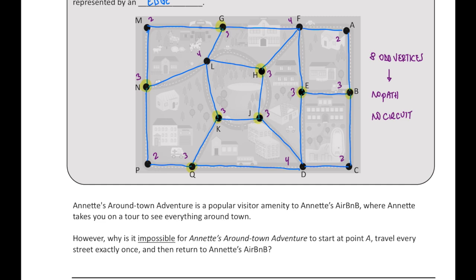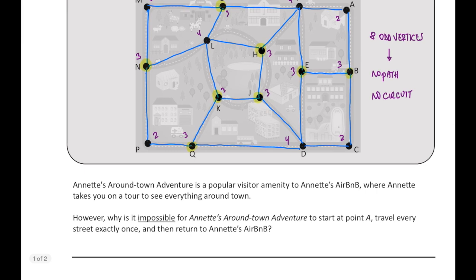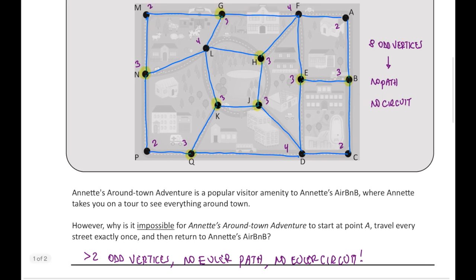So down at the bottom of this page, how do we know why it's impossible to have an all-around town adventure, starting at point A, traveling every street exactly once, and then returning to point A? Well, Euler's theorem for graph theory says if we have more than two odd vertices, we don't have a path and we don't have a circuit. But in reality, you can drive around town and you can get back. What we're going to have to do is repeat streets.